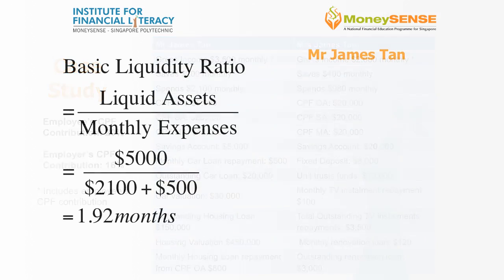Basic liquidity ratio for Mr. James Tan. Basic liquidity ratio is defined as liquid assets divided by monthly expenses. Liquid assets refer to assets that can be converted to cash instantly, such as money in savings account and fixed deposits. Monthly expenses will include all payment and spending in cash.